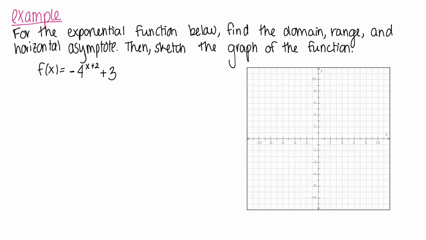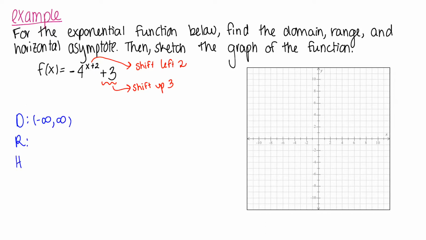Here we have f of x equals -4 raised to the x plus 2, plus 3. There's a lot going on here, but it's cool. It's going to be awesome. So this x plus 2, that means we are shifting left 2. This plus 3 right here means we're shifting up 3. It also tells us where our horizontal asymptote is going to be. Our domain, like always, is -infinity to infinity. We'll come back for the range. The horizontal asymptote is always at that vertical shift, so at y equals +3.